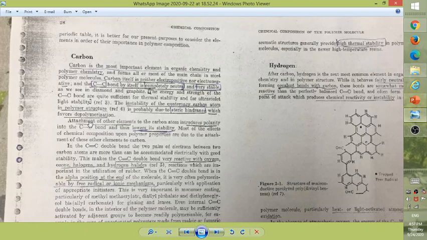Now attachment of other elements to the carbon atom introduces polarity into the C-C bond. Suppose we attach chlorine to the C-C bond, then naturally chlorine is highly electronegative, so there will be a polarity. Therefore it will lower its stability. In certain cases this happens. Most of the effects of chemical composition upon polymer properties are due to the attachment of these other elements to carbon.